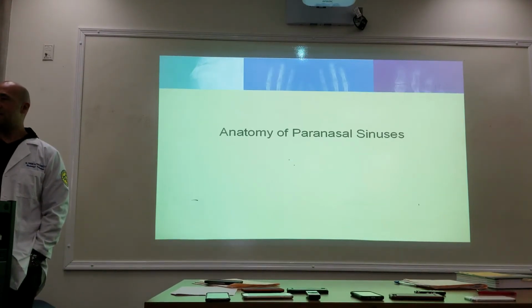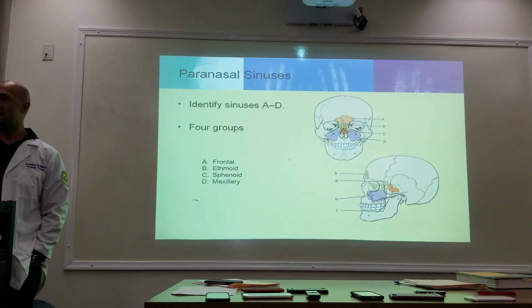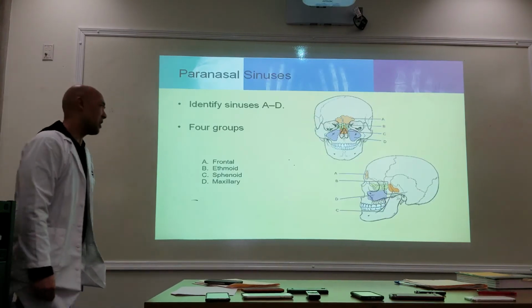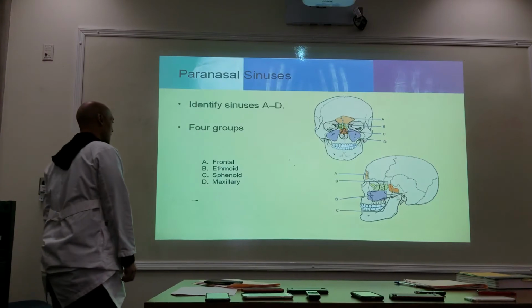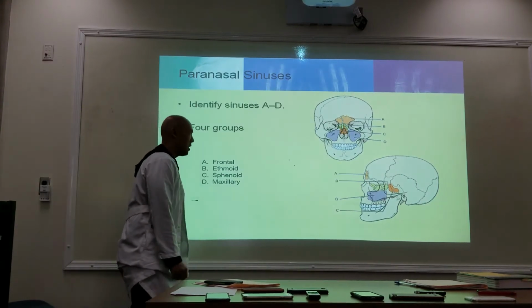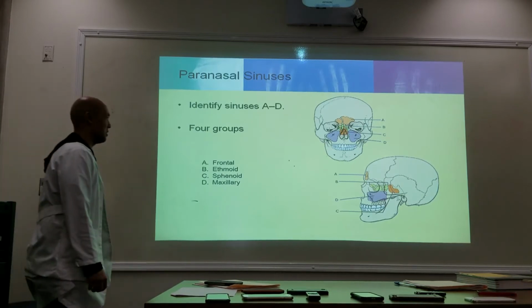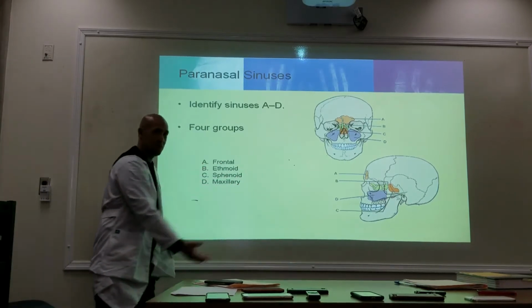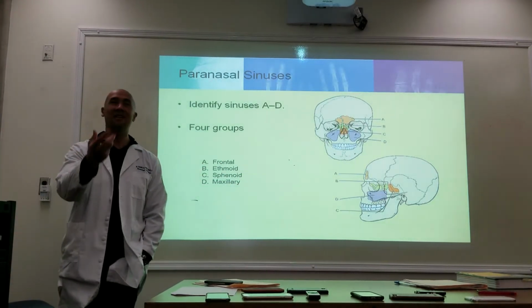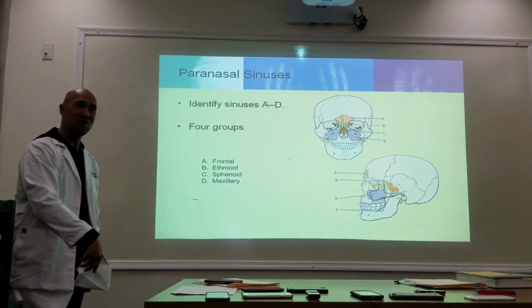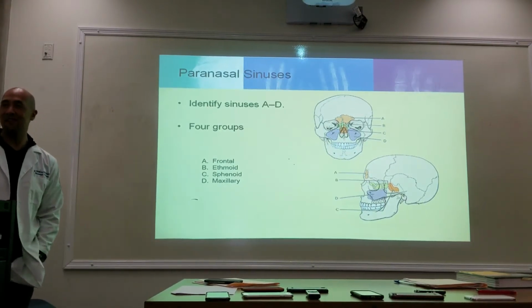All right, the anatomy of the paranasal sinuses. There are four different sinuses: the frontal, ethmoid, sphenoid, and maxillary sinuses, and these are the locations. The frontal you will find in the frontal bone. The ethmoid you will find in the ethmoid bone. The sphenoid, you get it? You see the theme?